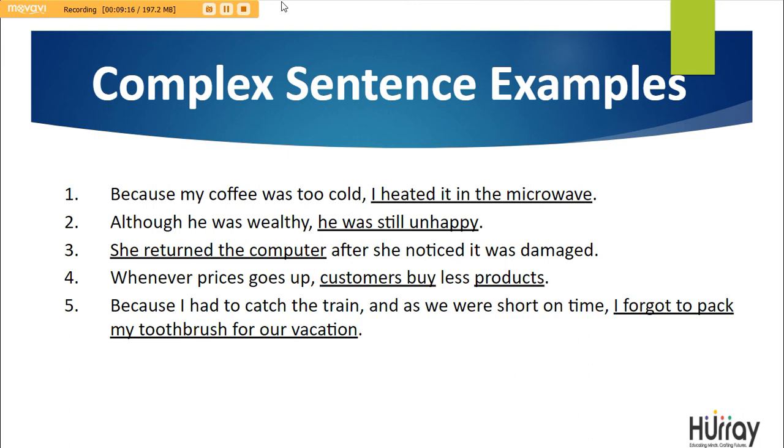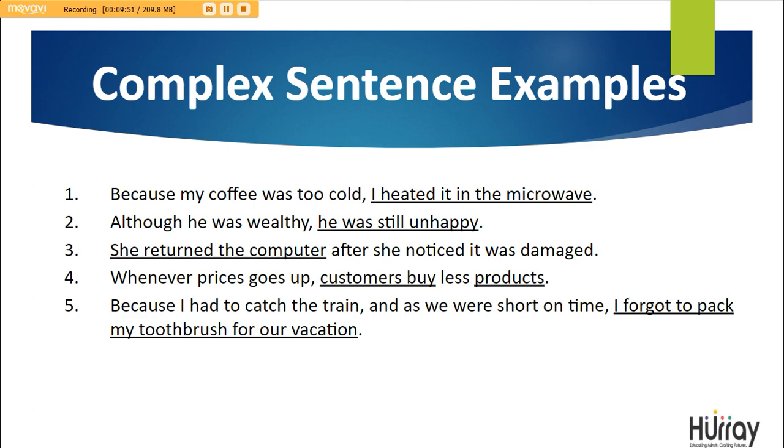Now, here are some examples of complex sentences. "Because my coffee was too cold, I heated it in the microwave." As you can see, "I heated it in the microwave" is an independent clause that can stand alone as a statement. But the word "because" used at the beginning, which is a dependent marker, changes the entire structure. Now here you've got multiple subjects, objects, etc. Similarly, "Although he was wealthy, he was still unhappy."